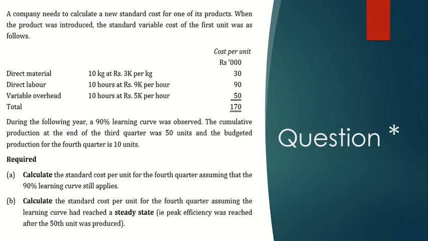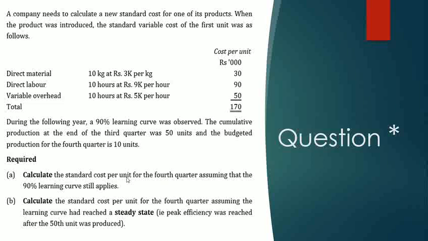So here their requirement will be calculate the standard cost per unit for the fourth quarter assuming that the 90% learning curve still applies. So here they are asking to calculate the standard cost per unit.